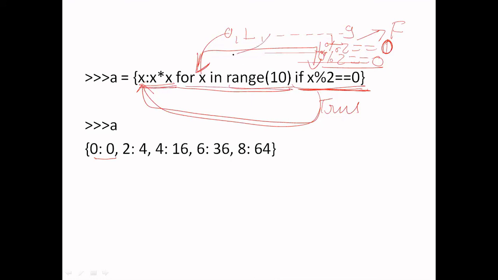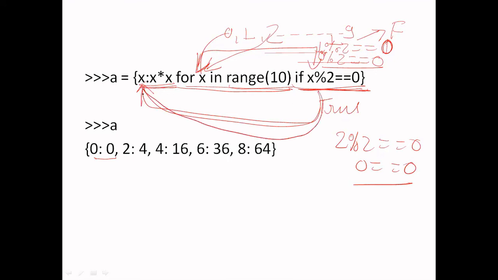So the next value assigned to the variable x is 2. So 2 mod 2 equals 0, so 0 equals 0. This condition evaluates to true. So we will execute this expression part, which is x colon x square. That means 2 colon 2 square, that is element 2 colon 4. That's how we can create this dictionary object. So this is all about the dictionary.